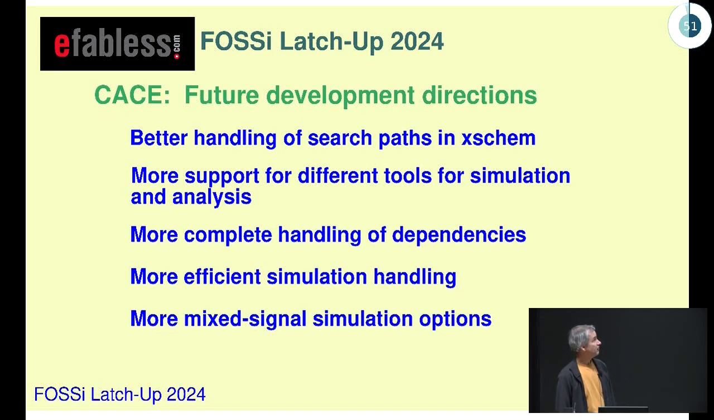So for future development directions, mostly just minor bug fixes. I don't think there are any particular major things to do here, but better handling of search paths at xschem, depending on how you end up working with xschem, it makes it easy to break.